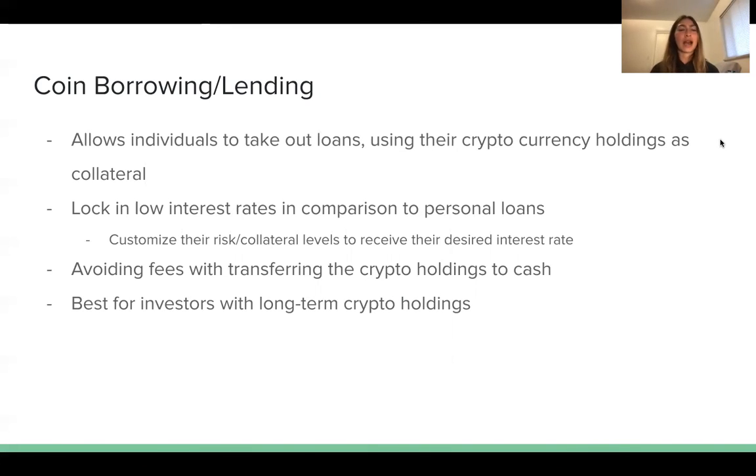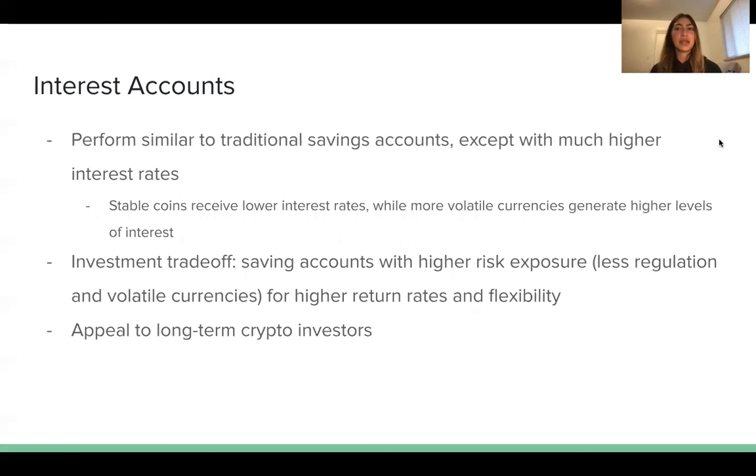So finally, we have crypto interest accounts. These are similar to normal savings accounts with investors earning interest on their cryptocurrency, and the interest rates vary by the coin used, with stable coins receiving lower interest rates and more volatile currencies receiving higher levels of interest. And these accounts do have higher risk levels than traditional savings accounts, since the underlying currencies tend to be really volatile and the platforms are not really as heavily regulated as traditional banks.